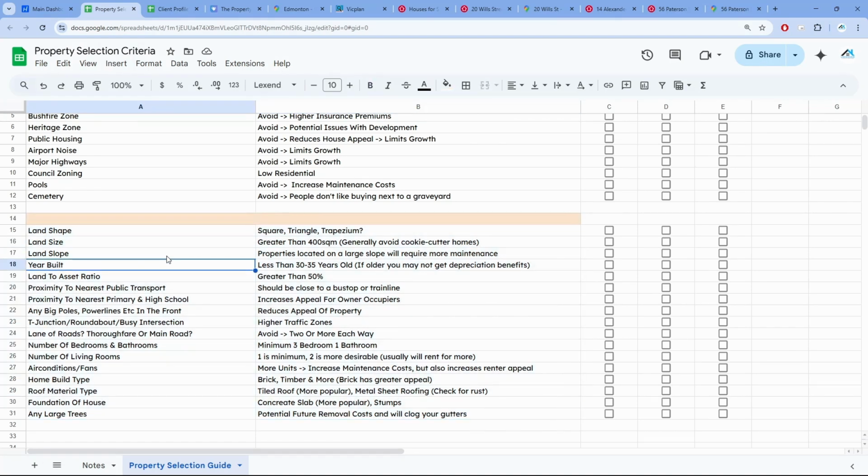Land slope. We want to be careful about buying properties on massive land slopes because they will generally require more maintenance, which means more money, which is not good for us. We want to save as much money and make sure we're buying on ideally flat ground where we can.